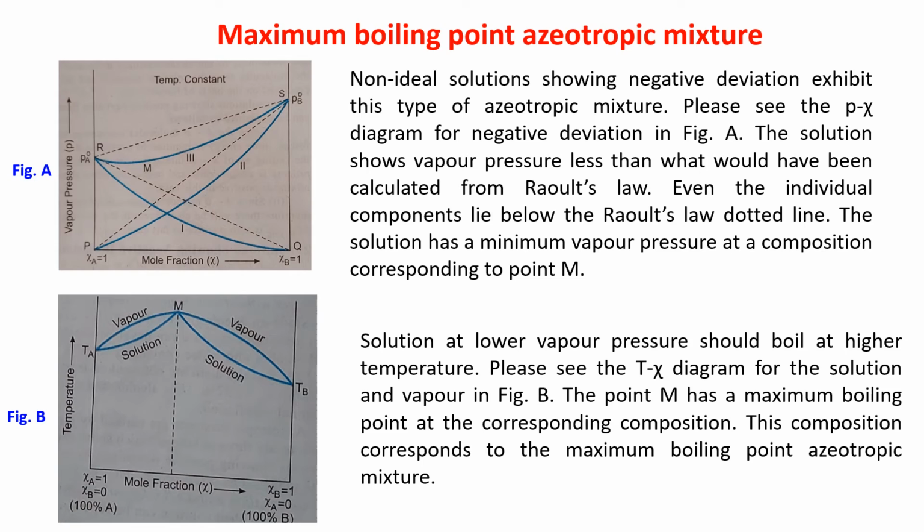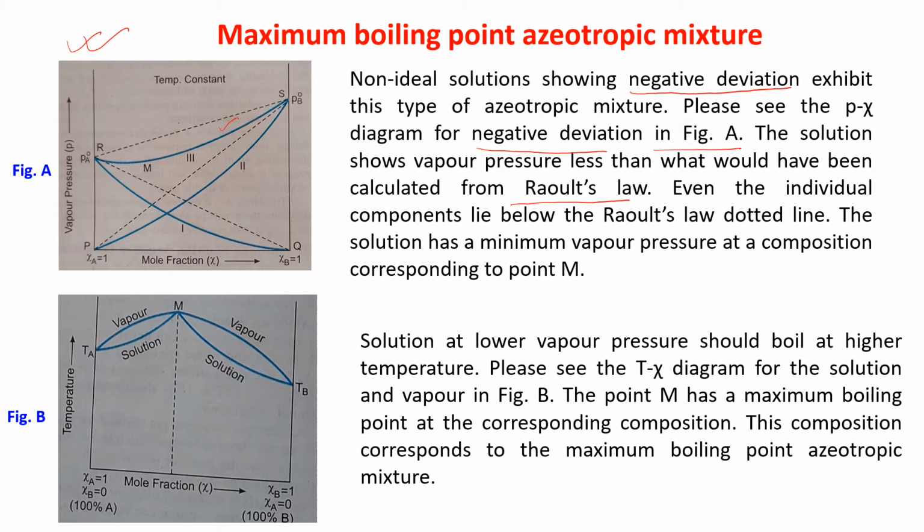Maximum boiling point azeotropic mixture. Non-ideal solutions showing negative deviation exhibit this type of azeotropic mixture. Now see the pressure-composition diagram, the vapor pressure versus mole fraction diagram for negative deviation. This is given by figure A. The solution shows vapor pressure less than what would have been calculated from Raoult's law. We have already discussed this when we discussed the negative deviation.